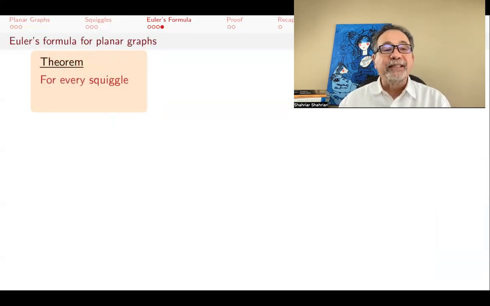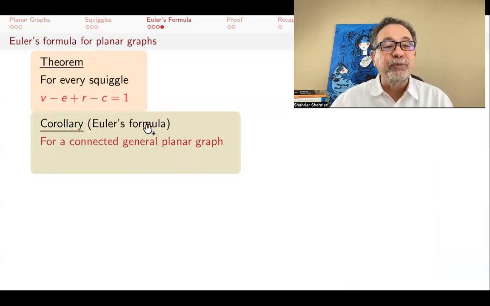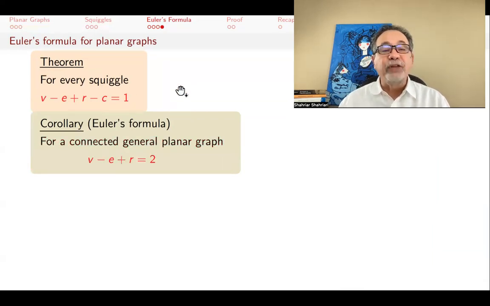Our theorem is that if you have any squiggle, then V minus E plus R minus C equals 1. If you have a connected general planar graph, then C will be 1, and you can take that C over to the other side, and you get V minus E plus R equals 2. But why is this true?